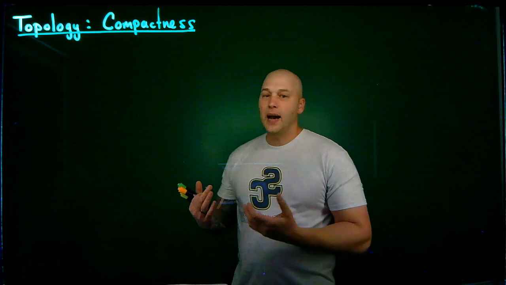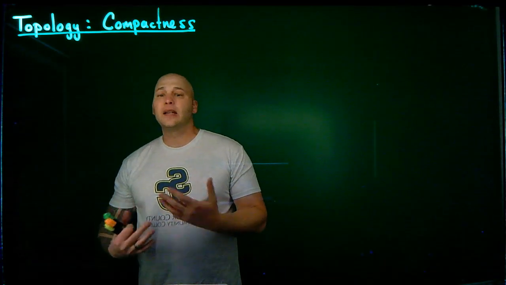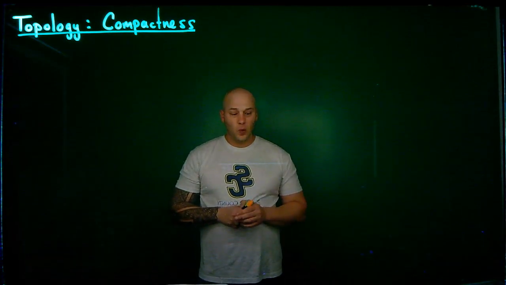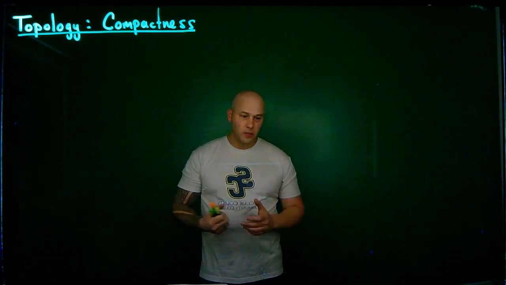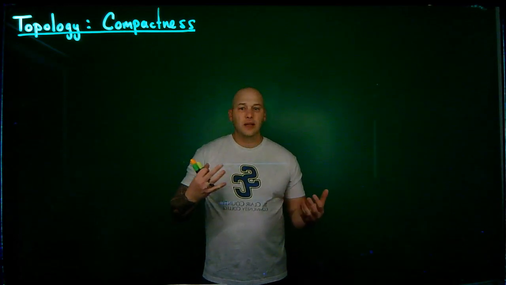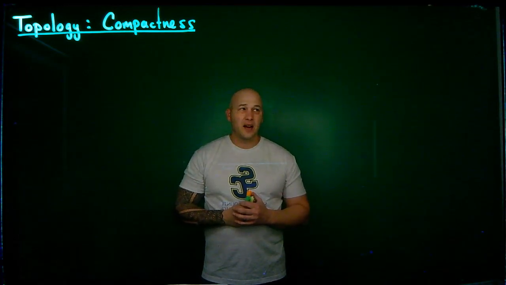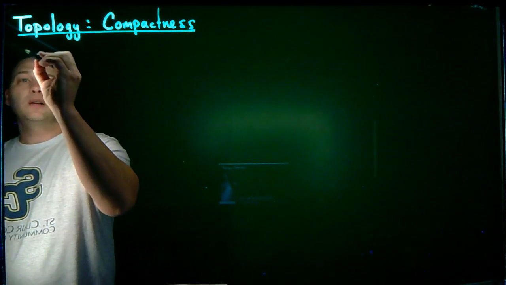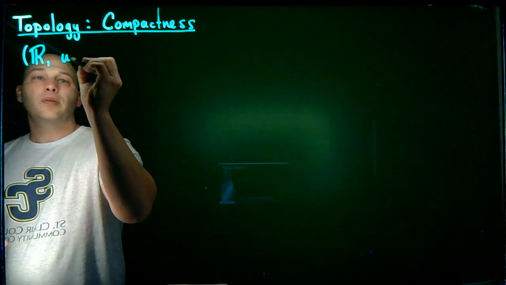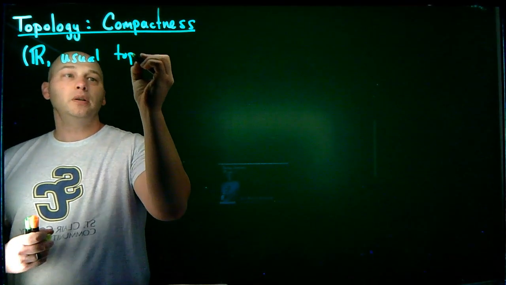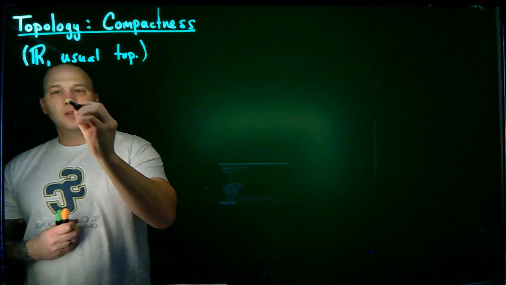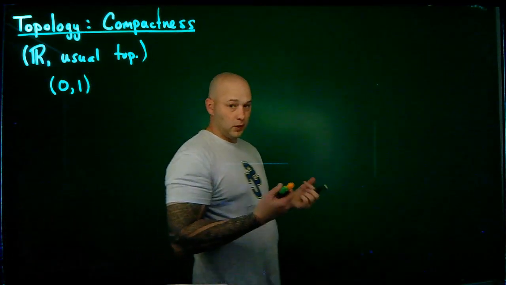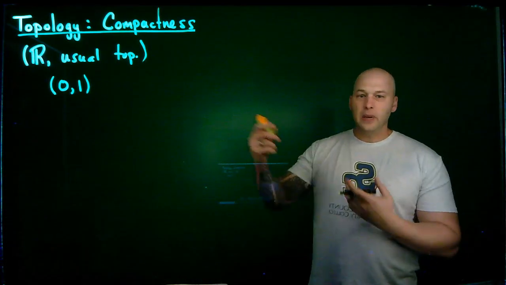I want to take a look at the concept of compactness in a topological course. So what do we mean by compactness? One intuitive idea might be, let's think about the real line, that compact is like bounded. Well, if I look at the real line with the usual topology, and let's consider the open interval 0 to 1, that's clearly bounded. And could that be compact?